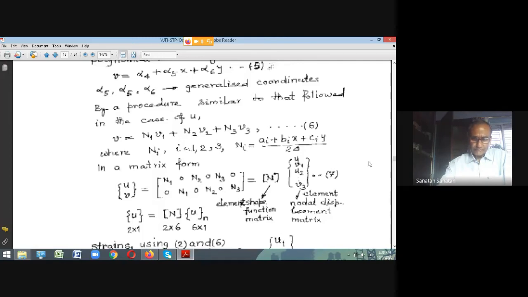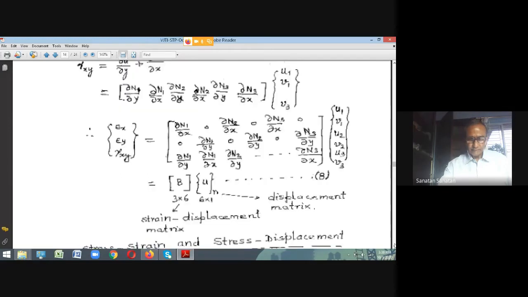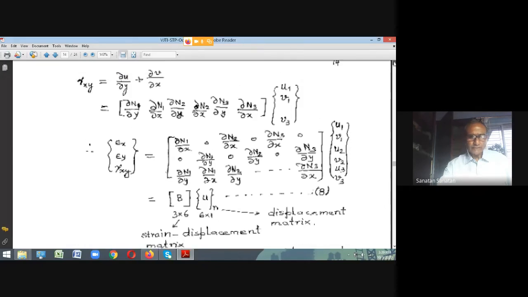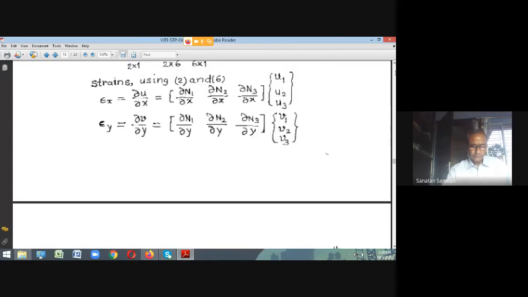This is an important equation. The displacement UV is of dimensions 2 by 1, 2 rows and 1 column, and this N matrix is a matrix of 2 by 6, 2 rows and 6 columns, and the nodal displacement vector involves 3 U displacements and 3 V displacements, which is of size 6 by 1. So therefore we have got the displacements at any point in terms of the corner node displacements. Up to this point, is it clear or is it becoming difficult?